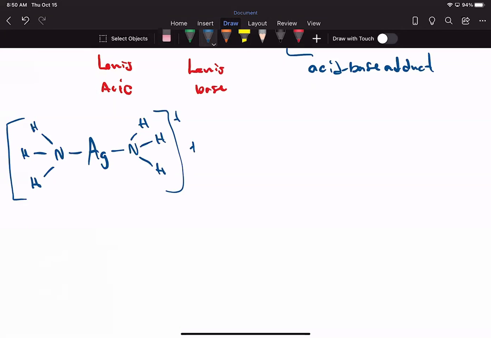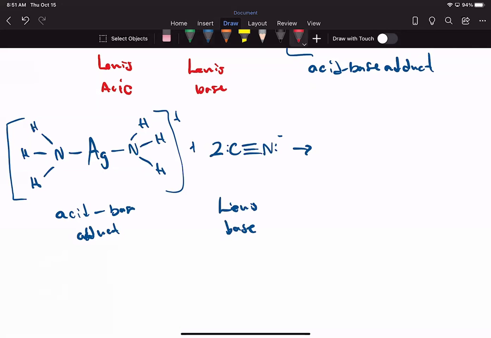And let's introduce another base here. How about we put in some cyanide? We'll put in 2 cyanides. So we know that those electrons are going. And again, it's going to displace the ammonia. So this base would displace the ammonia. This is my acid, again an acid base adduct. But this is still simply just a Lewis base.